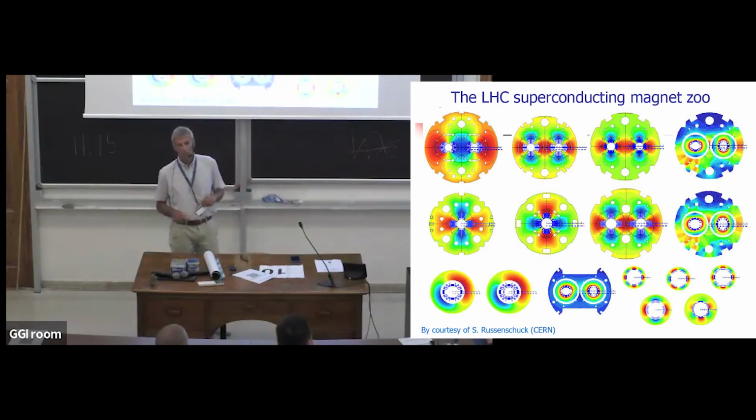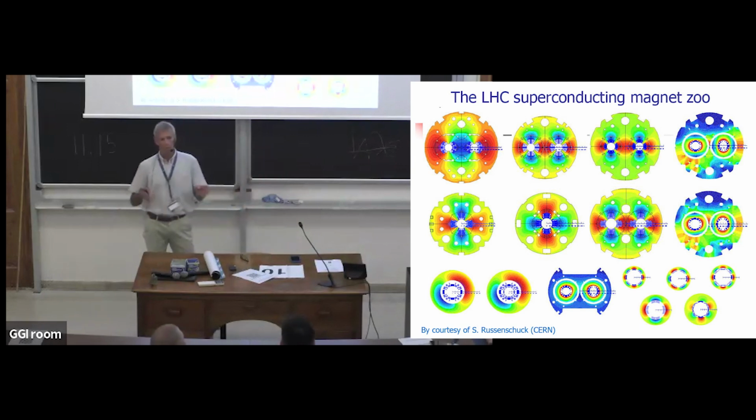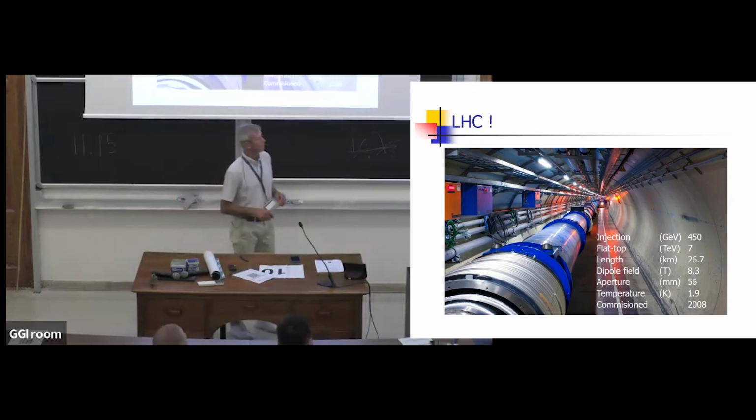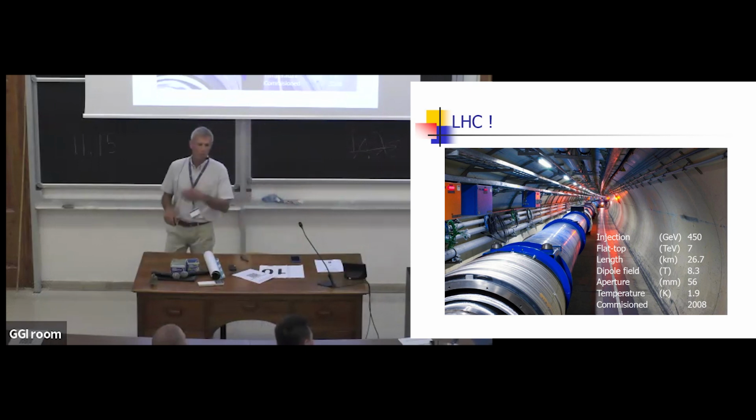The dipoles are not the only magnets. What you see here is the zoo. You have the dipoles here, quadrupoles, as well as lots of correctors, IRs, matching sections, and so on and so forth. That is the LHC. Started in 2008, blew up a few weeks after starting, got repaired in 2009, and is now doing physics at nearly 7 TeV.